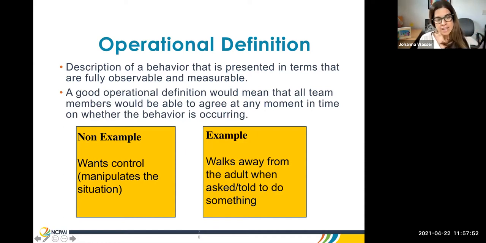And so a non-example would be "wants control" or "is manipulating the situation." I would like you all, and if you like to role play, this is a good one for you, just show me what that looks like. Show me what "wants control" looks like. Thank you so much for participating. I get some hands together, not shaking head, right?